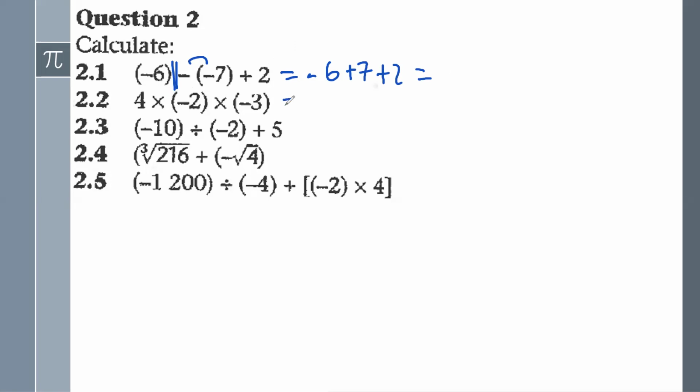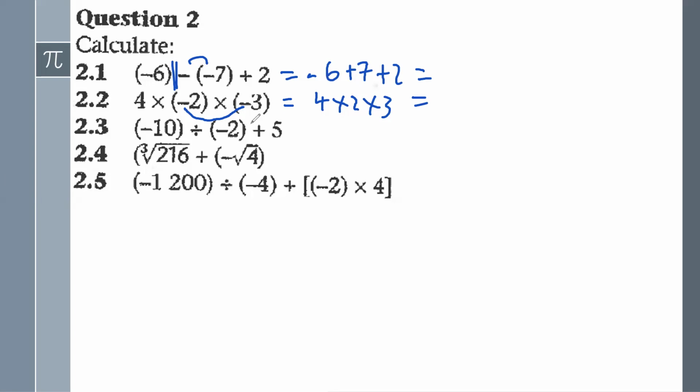Once again, here you're multiplying everything. Signs are very important. A negative and a negative is a positive because we're multiplying the same signs. So you'll be left with 4 times 2 times 3. That's it. Again, BODMAS, very important here.